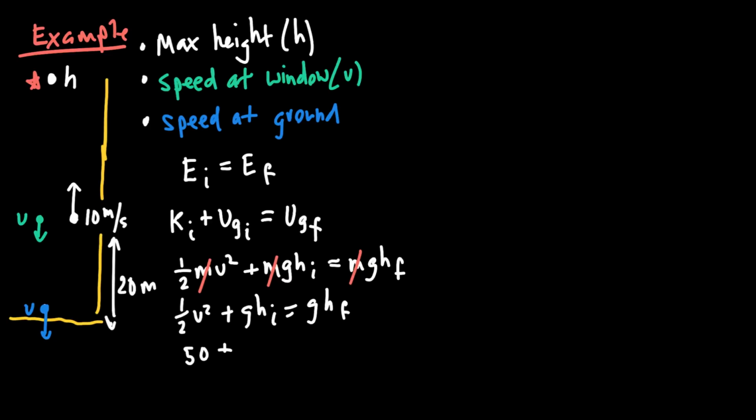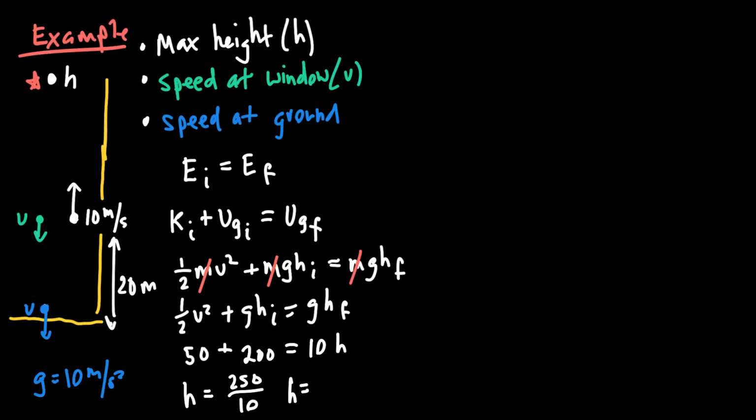Let's also assume that the gravitational acceleration, g, is just 10 meters per second squared. If that's the case, then the second term is 10 times the initial height of 20, and so that should give us 200. The last term is g, which is 10, times the final height, h. And so the maximum height of the ball is 250 divided by 10, or the final height of the ball is about 25 meters.